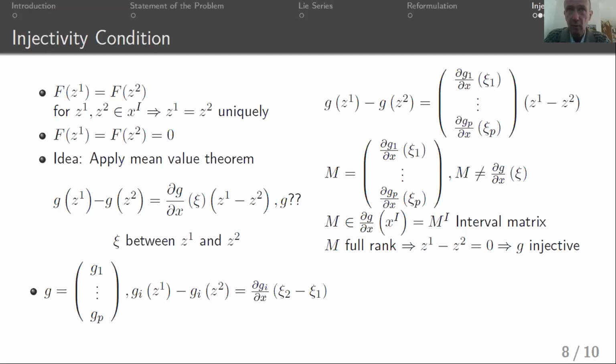The conditions we all know from analysis are: if the Jacobian matrix has full rank at one point, then in the vicinity of this point the function is injective. But nobody tells you how large this vicinity is, for example. And we need a really constructive and computational criterion here.